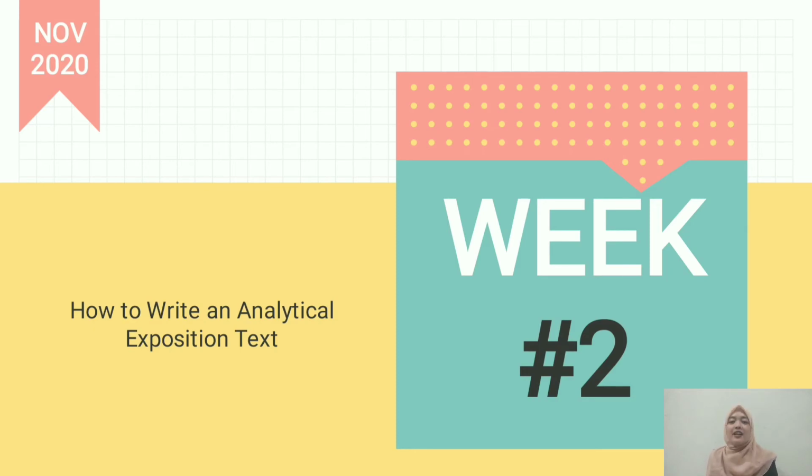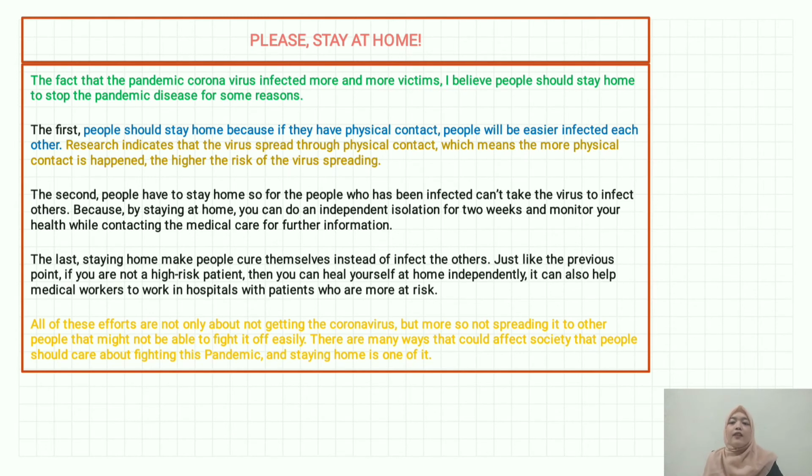In this meeting, we are going to learn about how to write an analytical exposition text. In the previous meeting, we have learned about what is analytical exposition text, the purpose of an analytical exposition text, and then structure of the text, language features of the text, and also example. Now, before we know how to write an analytical exposition text, let's analyze the text again with the structure. As you can see, "Please stay at home" is the title.